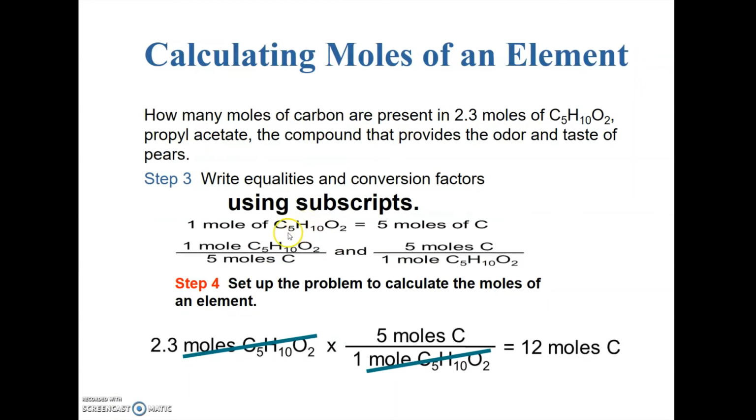When we look at the chemical formula of the compound, we find out that for every 1 mole of the compound, we have 5 moles of carbon. Therefore, we can use this equality to set up a conversion factor like it is shown in here. Like in the previous problems, we always start with the given amount, which is 2.3 moles of this compound, propyl acetate. Then we multiply that by the conversion factor that we have set up in here. And the reason that we use this one is because we want to get rid of the number of moles in here and there.